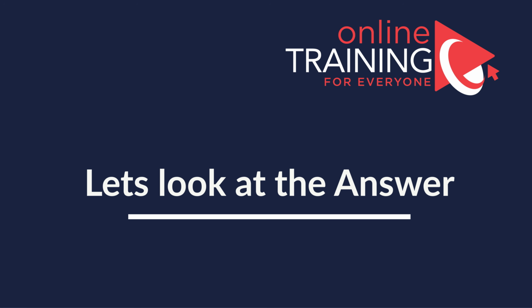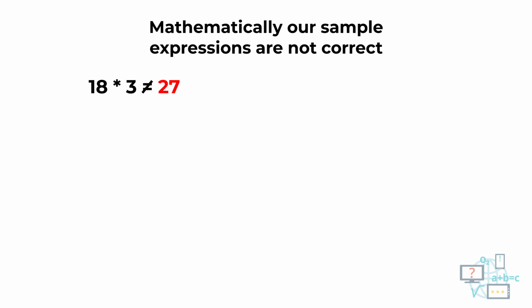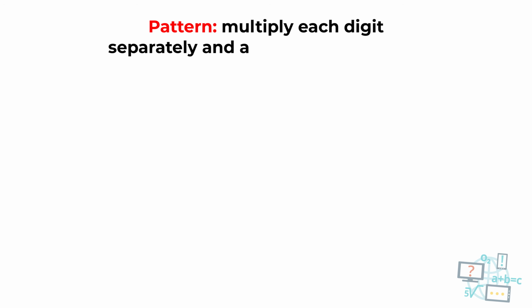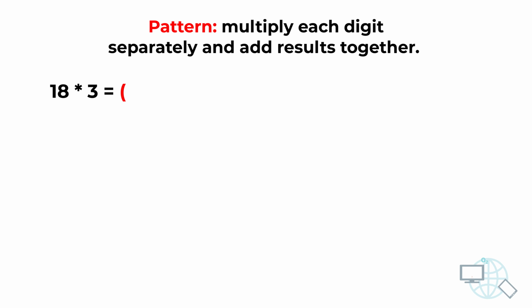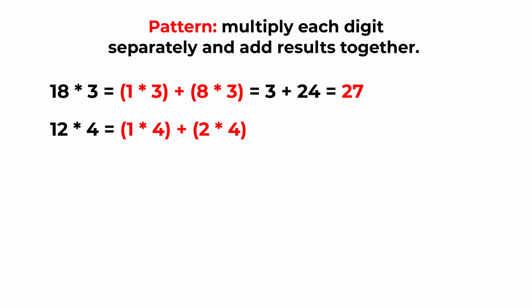Even though mathematically our sample expressions are not correct, for example 18 by 3 is not equal to 27, if you multiply each digit separately and add results together, you will get the result you need. For example, 18 by 3 should be processed as 1 multiplied by 3 in parentheses plus 8 multiplied by 3 in parentheses, which would be 3 plus 24, which would be equal to 27. In a similar way, 12 multiplied by 4 can be calculated as 1 multiplied by 4 in parentheses plus 2 multiplied by 4 in parentheses, which would be 4 plus 8, equal to 12.